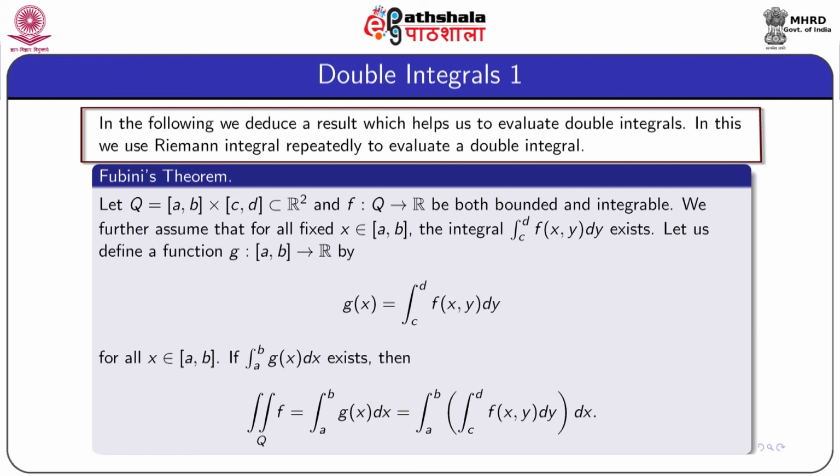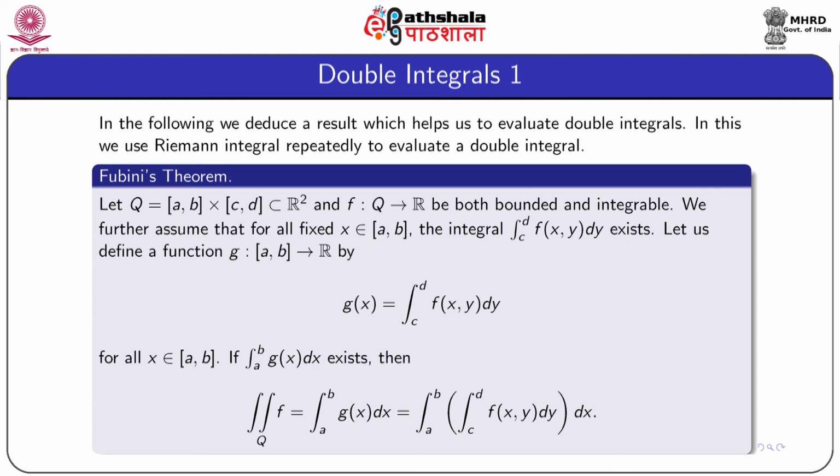So far we discussed the integrability conditions. Now we shall study one result which will help us to evaluate double integrals. Fubini's theorem. Let Q equal to [a,b] cross [c,d] and f from Q to R be both bounded and integrable. So we start by assuming the function f is integrable over Q.